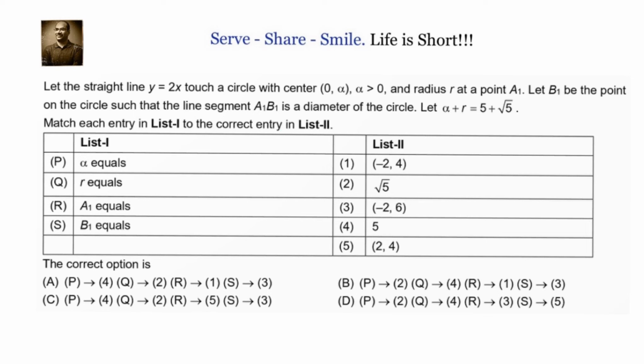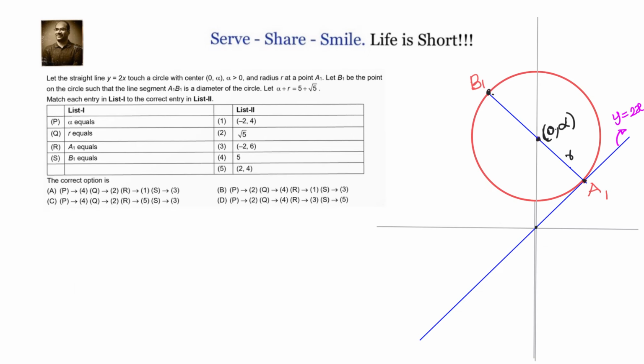So we have been given that there is a straight line y equals 2x which touches a circle with center (0, alpha), alpha greater than 0, radius r at point A1. B1 is the other extremity of the diameter. A1B1 is the diameter, and we have alpha plus r equals 5 plus root 5. How does the diagram look?